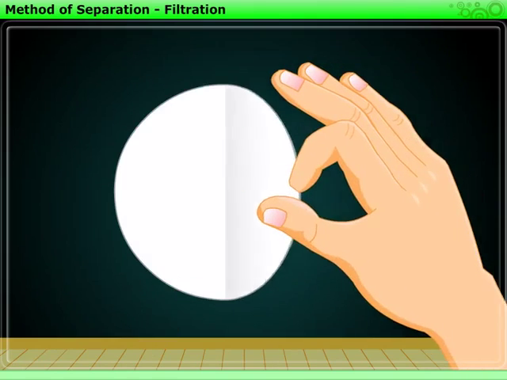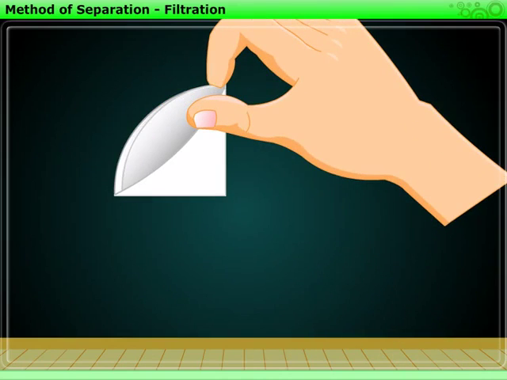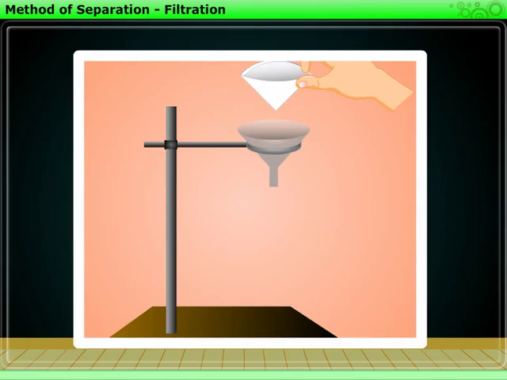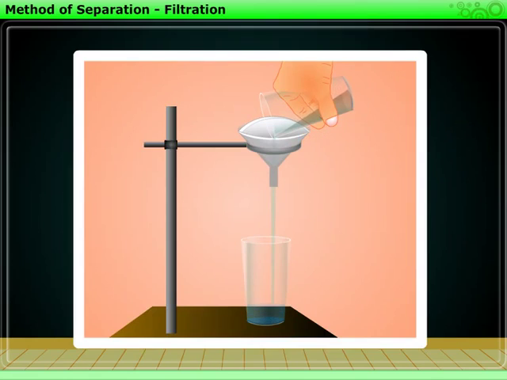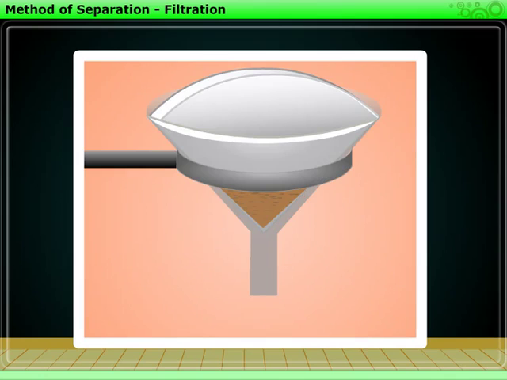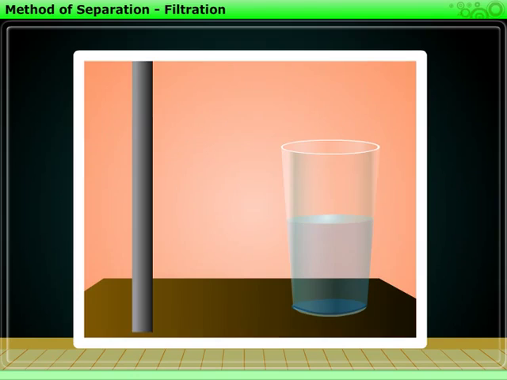Let us prepare a cone by folding the filter paper as shown. Look, now the cone is ready. Now, fix this cone onto a funnel. Then, pour the slightly muddy water on the filter paper cone. We notice that the small insoluble solid particles in the muddy water do not pass through it and remain on the filter paper cone. In this way, we get clear water.